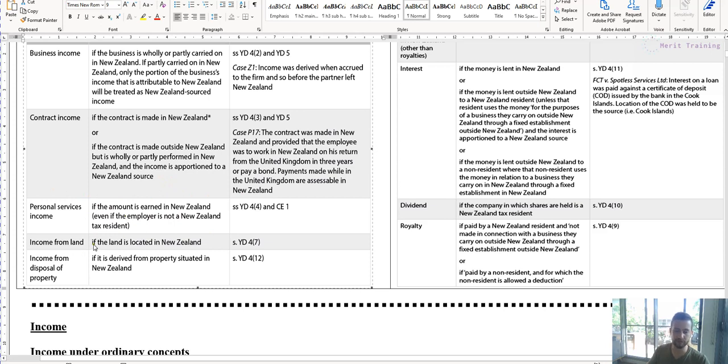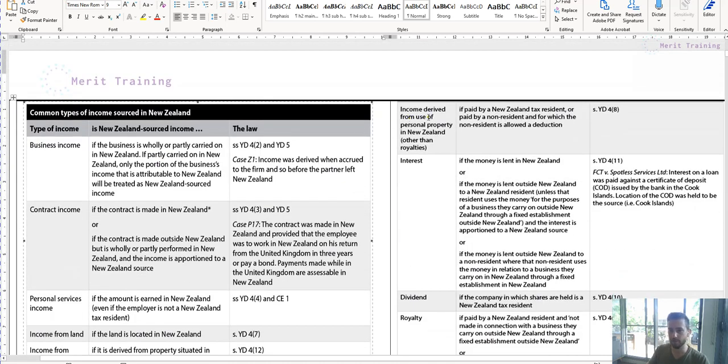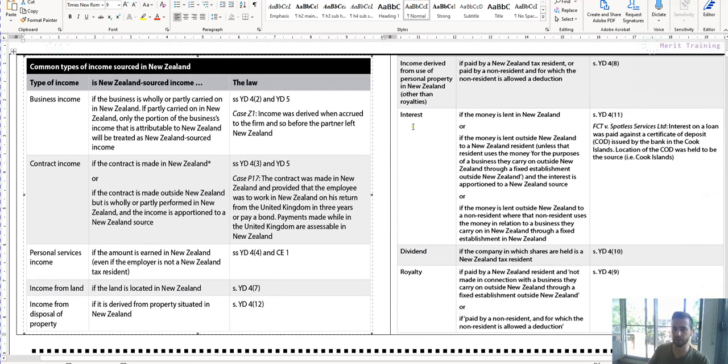Income from land is New Zealand income if it's located in New Zealand. Income from disposal of the property, again, depends on whether the property is situated in New Zealand. Income derived from the use of personal property in New Zealand, other than royalties: if it's paid by a New Zealand tax resident, or paid by a non-resident who is allowed a deduction, then it's New Zealand income.